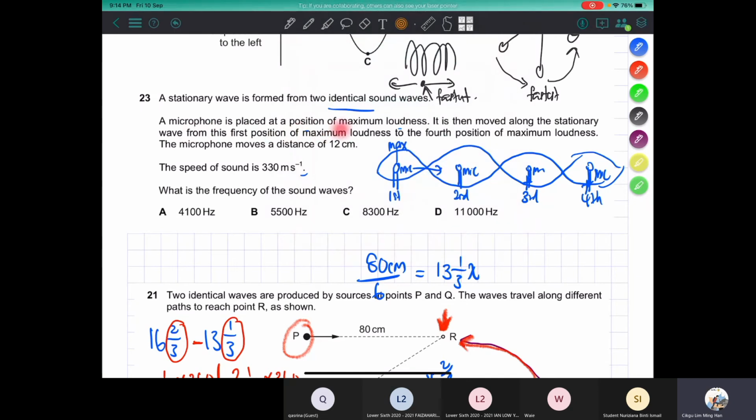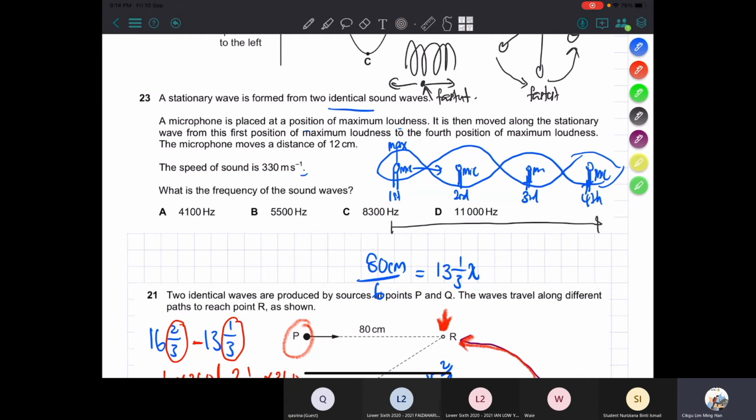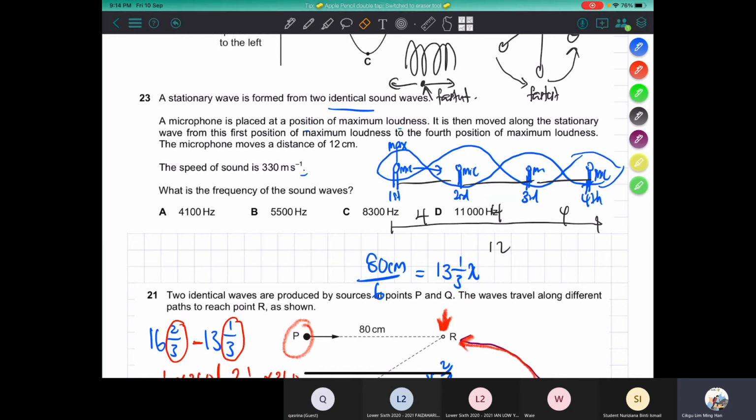A microphone is placed at the position of maximum loudness. It is then moved along the stationary wave from the first loudness to the fourth loudness. So 1 loud, 2 loud, 3 loud, 4 loud. The microphone moves a distance of 12 cm. So the distance traveled by this whole thing is 12 cm. What is the frequency of the sound?